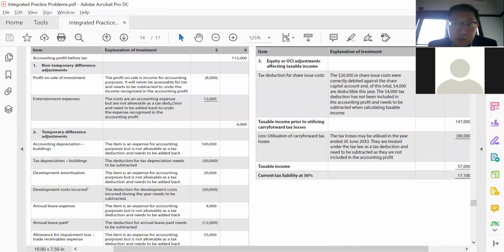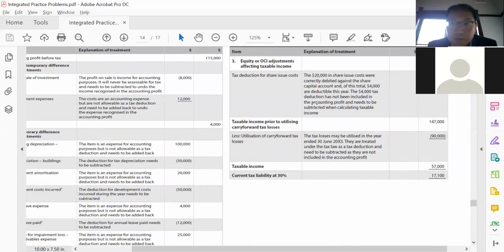Now, finally, we can go into the third component, which is going to be this equity or OCI adjustments. And we are told specifically in the other information that for the share issuance cost, we're going to allow 4,000 as a tax deduction. Okay, so we take that information as a given. So when we sum up the amounts to date, we get this 147,000. But are we done with this problem? The answer is not yet, because we also need to consider the fact that there have been carry forward tax losses.